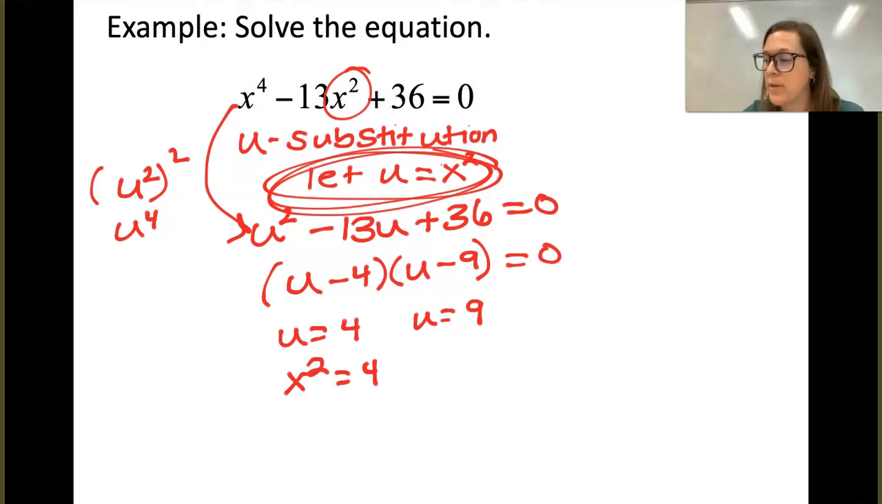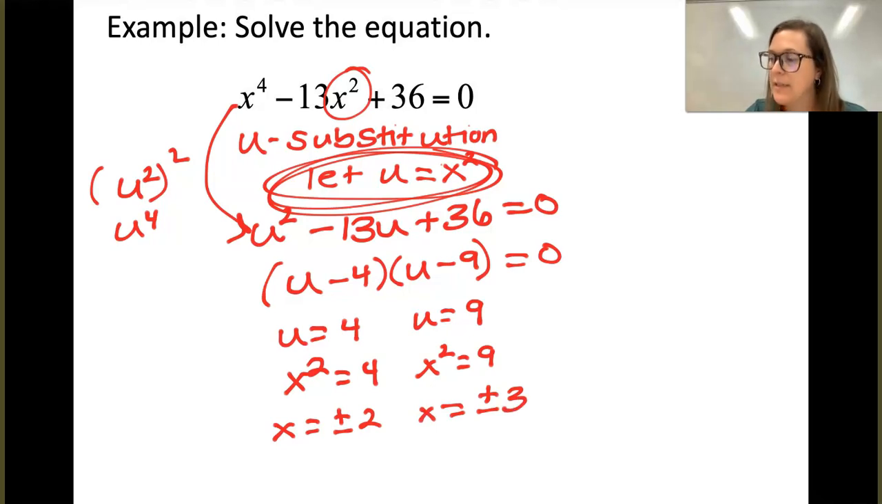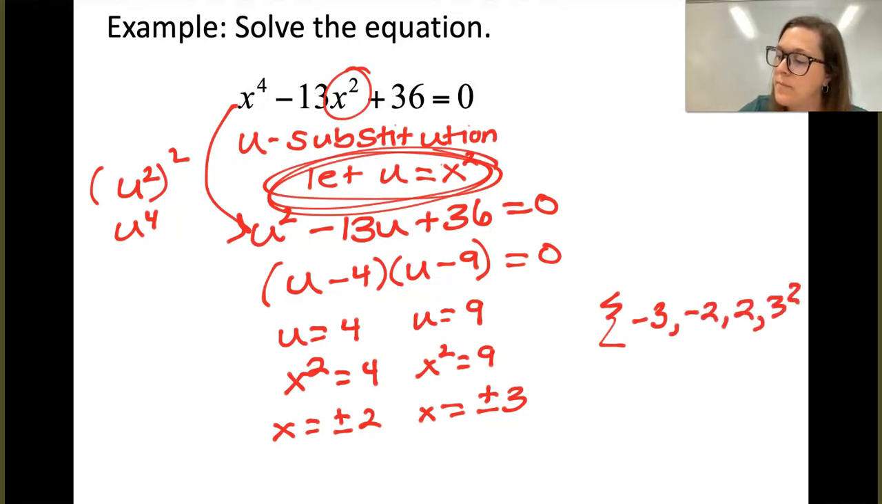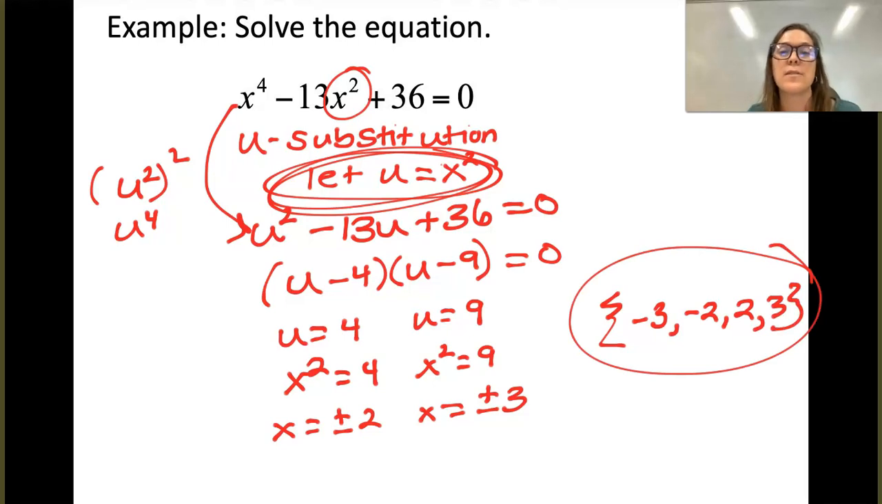So now I get x squared is equal to 4. Using your square root property, wouldn't that get me x is equal to plus or minus 2? Over here I get x squared is equal to 9. Using your square root property gets you x is equal to plus or minus 3. So writing it out smallest to largest, negative 3, negative 2, 2, 3 are my solutions.